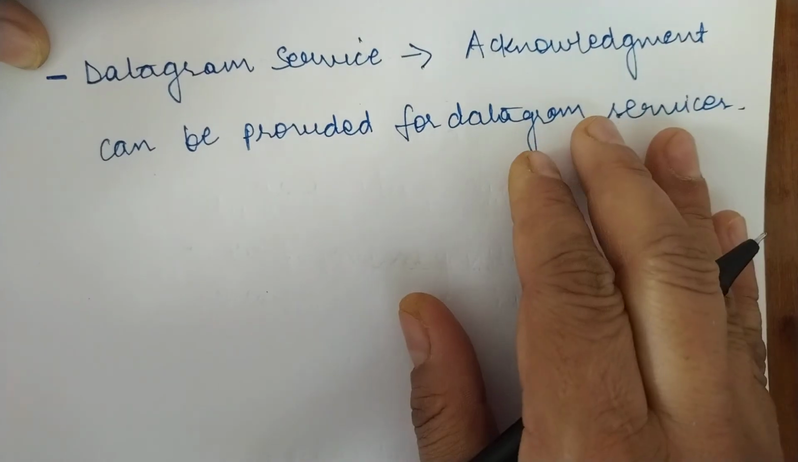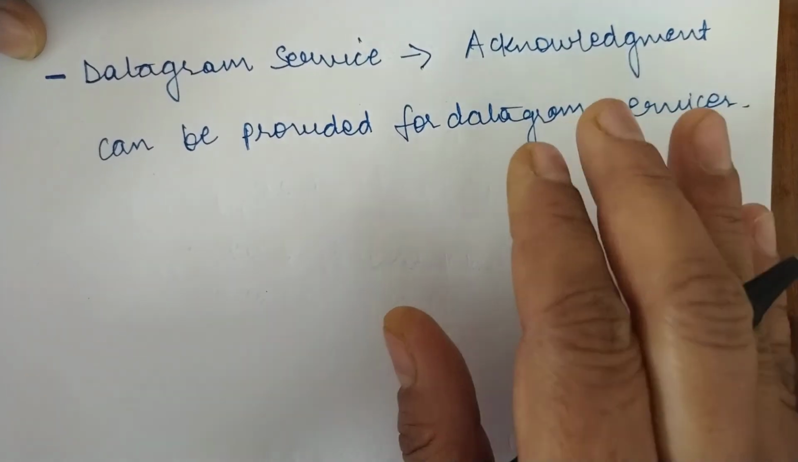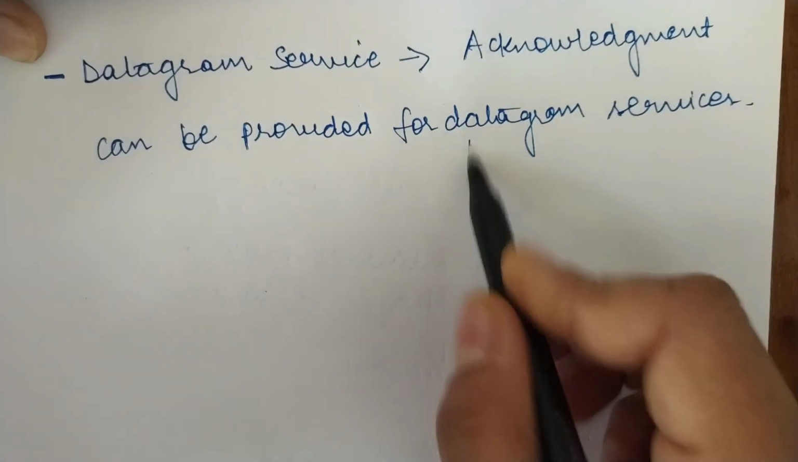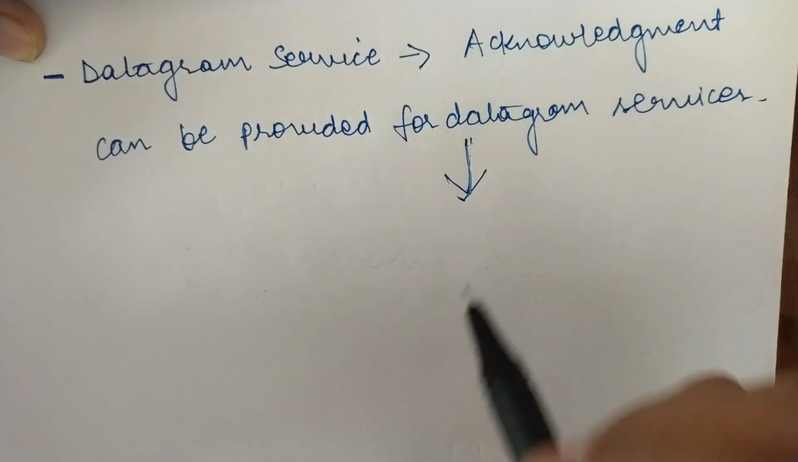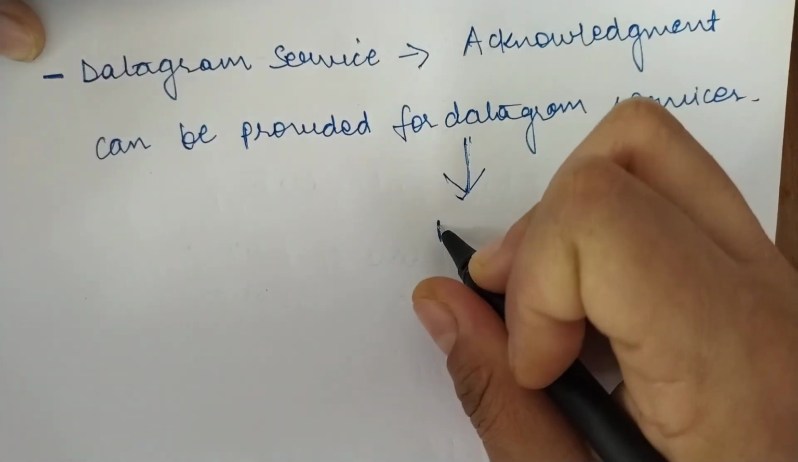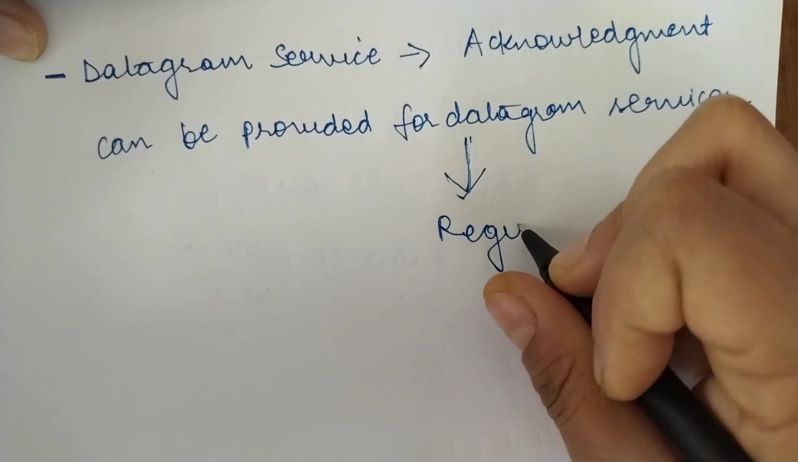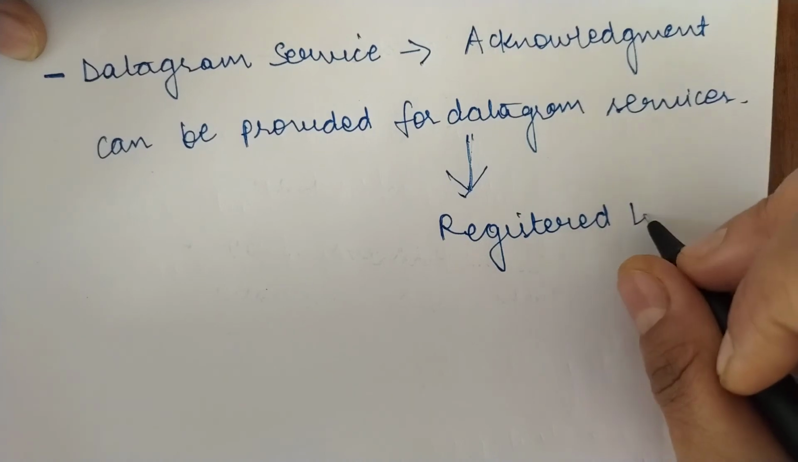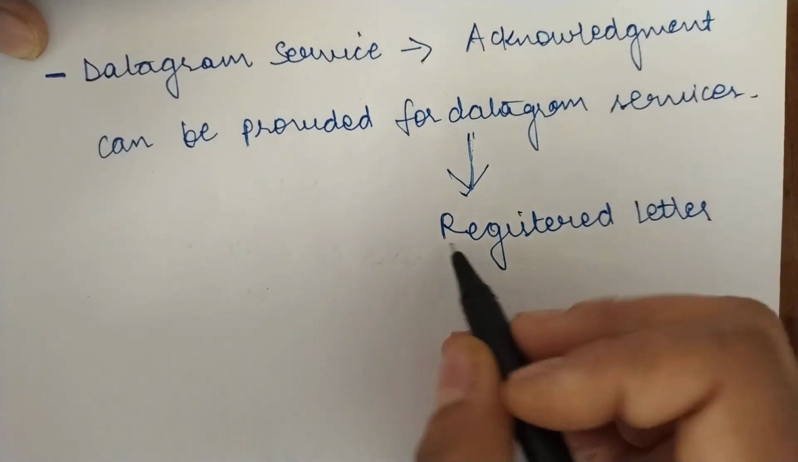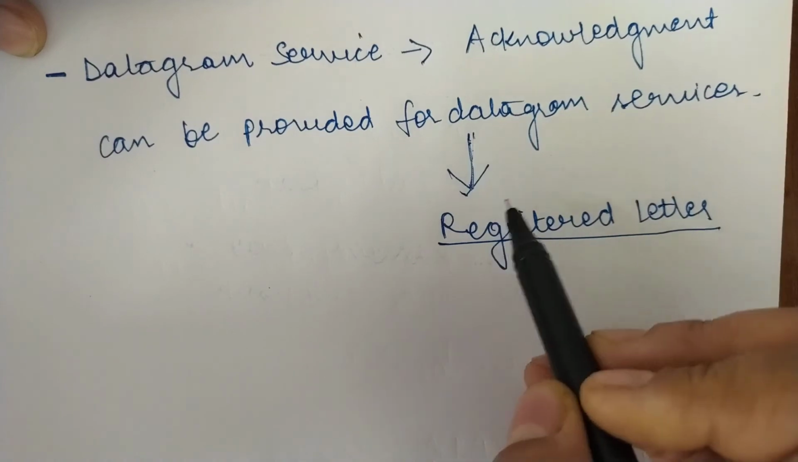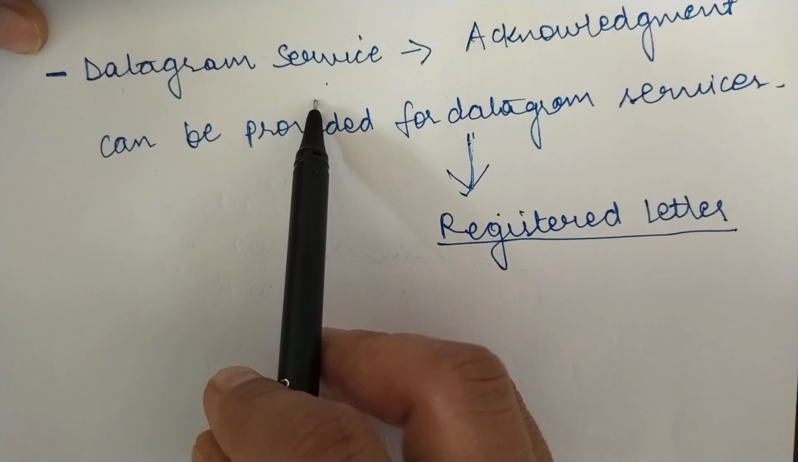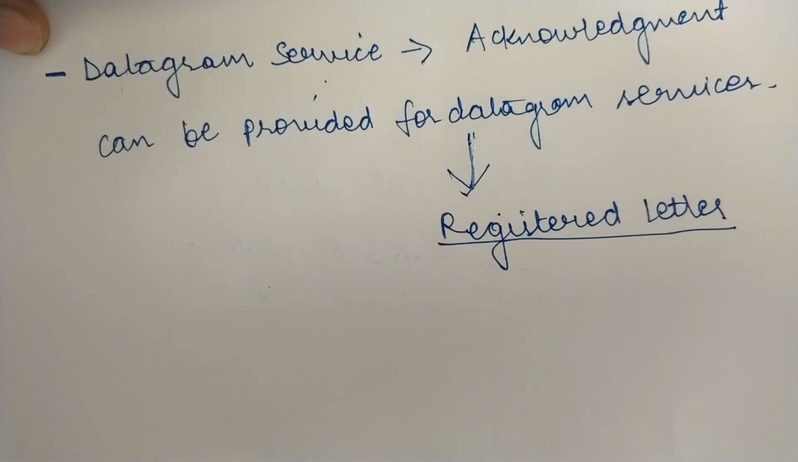Acknowledgement can be provided for datagram services. It is like sending a registered letter. Like you send a registered letter in a postal service and you get an acknowledgement for it. So you can have acknowledged datagram services. So this is all about your connection oriented and connectionless services.